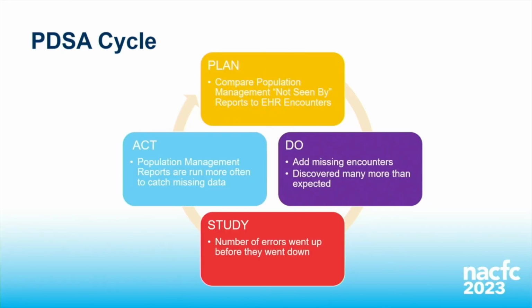Here's an example of one of our PDSA cycles that I already mentioned. We wanted to compare the population management not seen by reports to the EHR encounters. We found missing encounters. We found a lot more than we thought we were going to find. We were tracking our errors every month, so when we ran population management reports, all of a sudden our error number shot up, which we're like, darn, that's not what we wanted to happen. But as time went on, we decided to run those population management reports more frequently so that we could catch missing data.